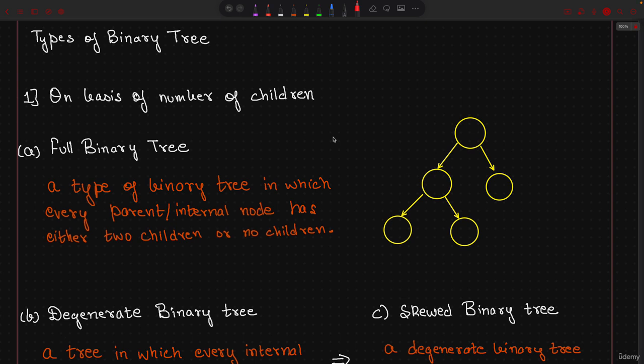So in this video, let us continue our discussion on binary trees, and now let's see what are the different ways in which we can classify our binary tree.